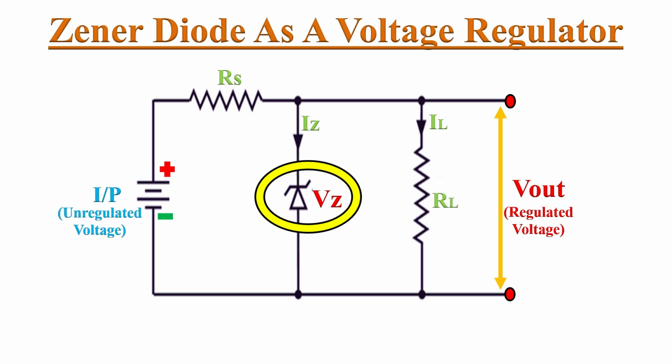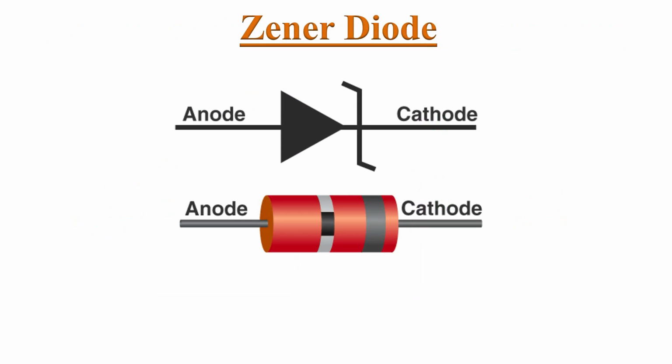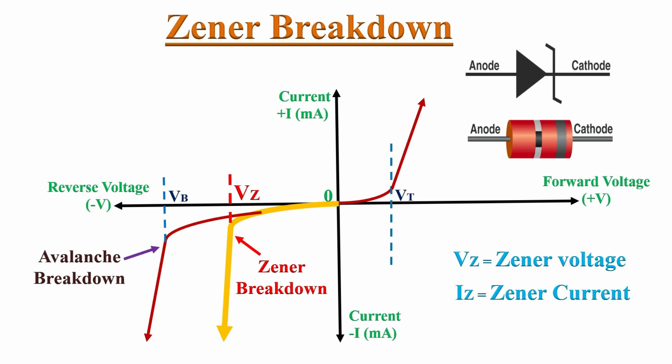In this video, we will learn about what is Zener Diode and how Zener Diode can be operated as a voltage regulator. In the previous video, we have seen that Zener Diode is a special type of diode that can handle breakdown voltage without any damage, unlike a normal PN junction diode.